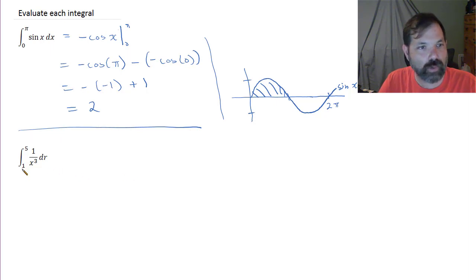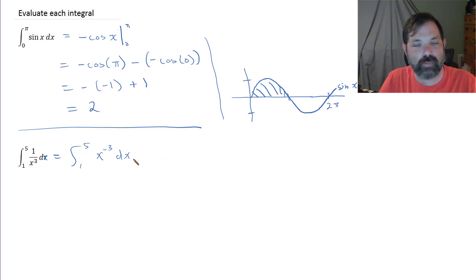All right, integrate from 1 to 5, 1 over x cubed dr. Oh, this is an error on my fault. These variables don't match up. So let's just change it to dx. So the integral from 1 to 5 of 1 over x cubed dx, well, that's the same as the integral from 1 to 5 of x to the negative third dx.